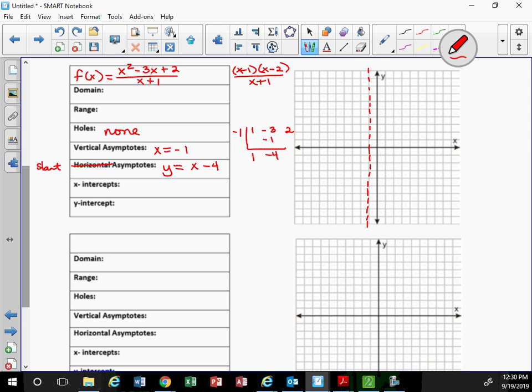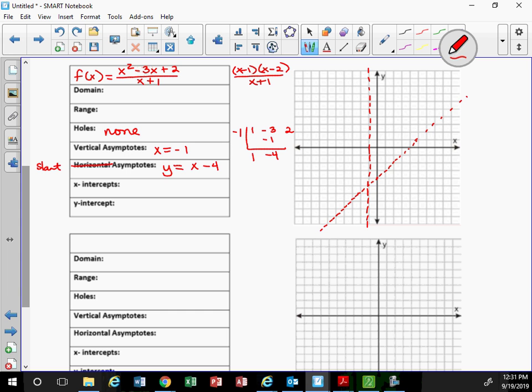How do I graph that? It's a line, right? Do we know how to graph lines? Start at -4, yep, 2, 3, 4. Slope is 1, so then it's just a dashed line. Do you see why it's called a slant asymptote? It is slanted. Okay, that's it.